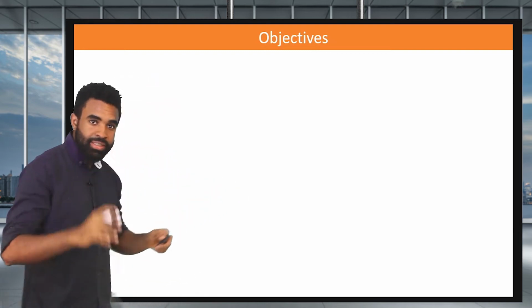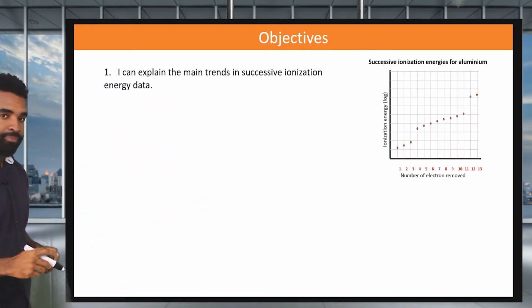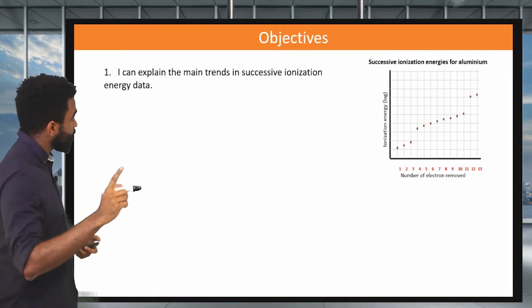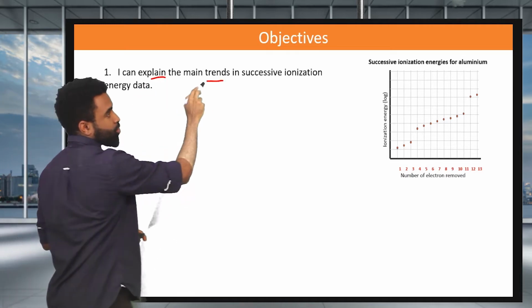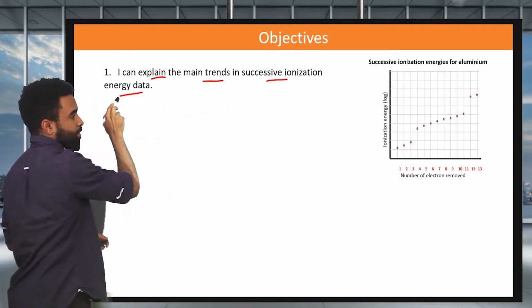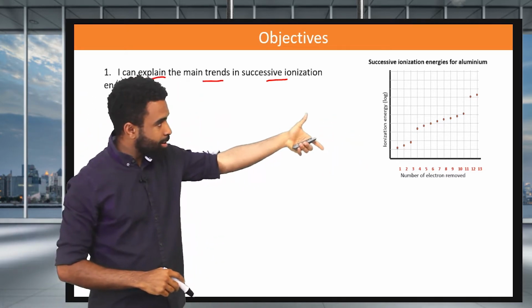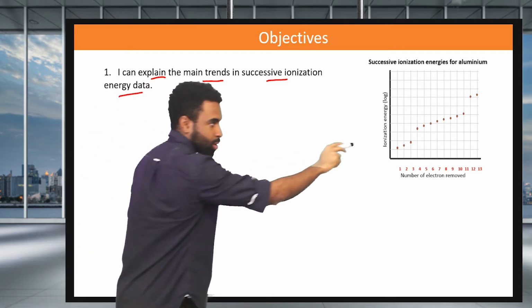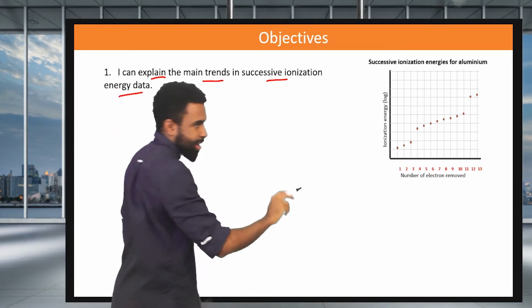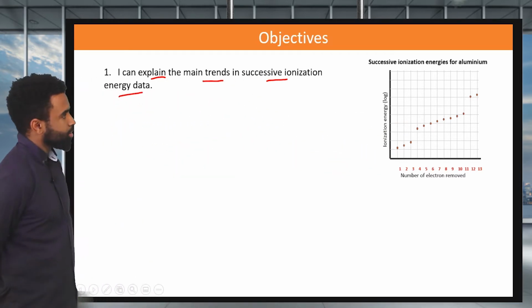The objectives of this video are the following. First, I'd like for you to be able to explain the main trends in successive ionization energy data. So I'd give you a graph like that, and I'd want you to be able to explain to me what is going on there. Why are there these jumps, and why does it seem to trend upwards?